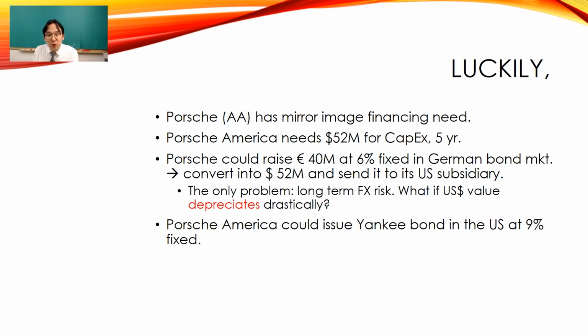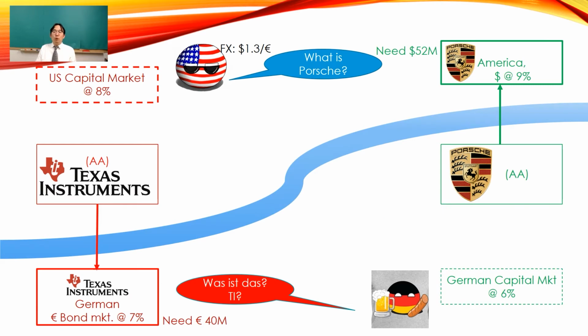Porsche America could issue a Yankee bond in the US market at 9% fixed. These are the assumptions in this example. Pictorially it would look like this. Porsche, home country Germany, is AA rated. They have a subsidiary in America issuing at a 9% rate, and they need $52 million. They could issue the bond at 9%, even though the mother company is equally AA rated.